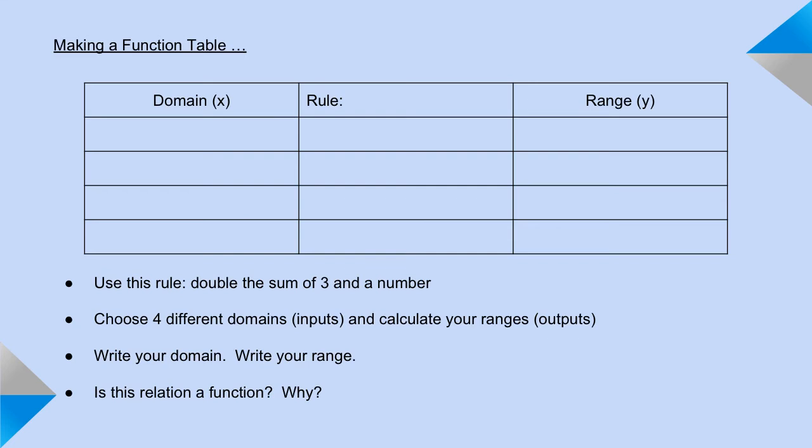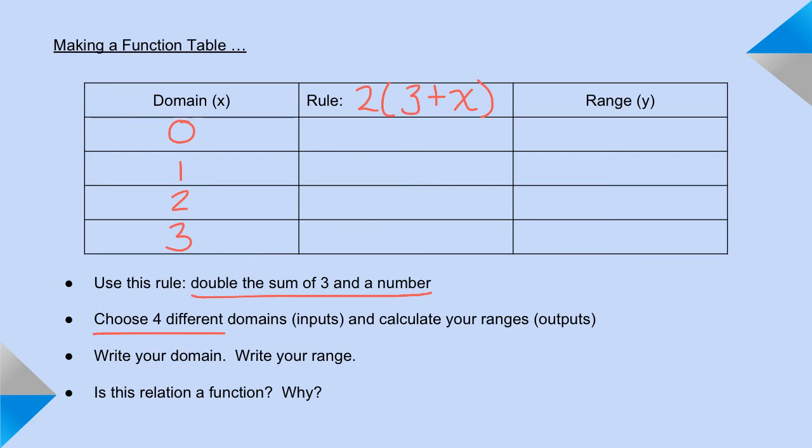All right, we're going to walk through one of these together, and then you have 2 to do on your own. Make sure that these are in your interactive notebook with the other notes from this presentation. So we're going to use this rule. We're going to double the sum of 3 and a number. So we are going to double, 2 times the sum of 3 and a number. It says to choose 4 different domains. Now you can choose any domains that you want, but you're going to end up graphing them and you have to calculate them. So I would be easy on myself. I tend to like 0, 1, 2, and 3, but you can pick anything you want.